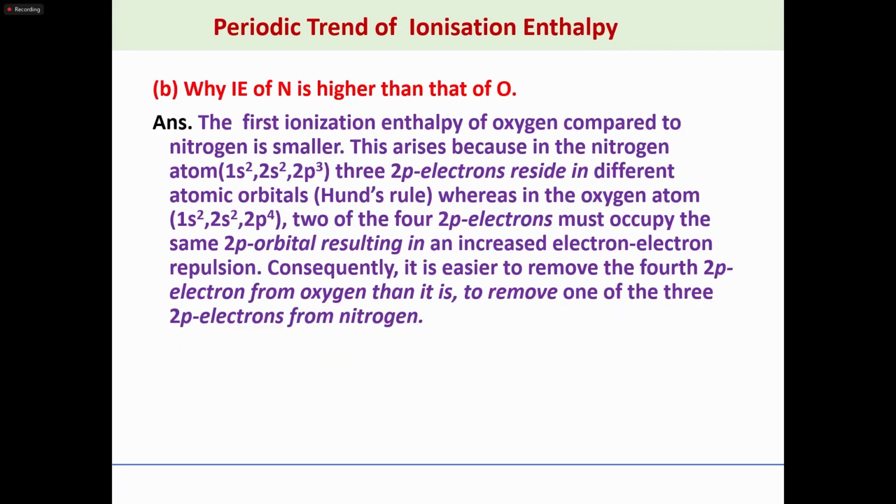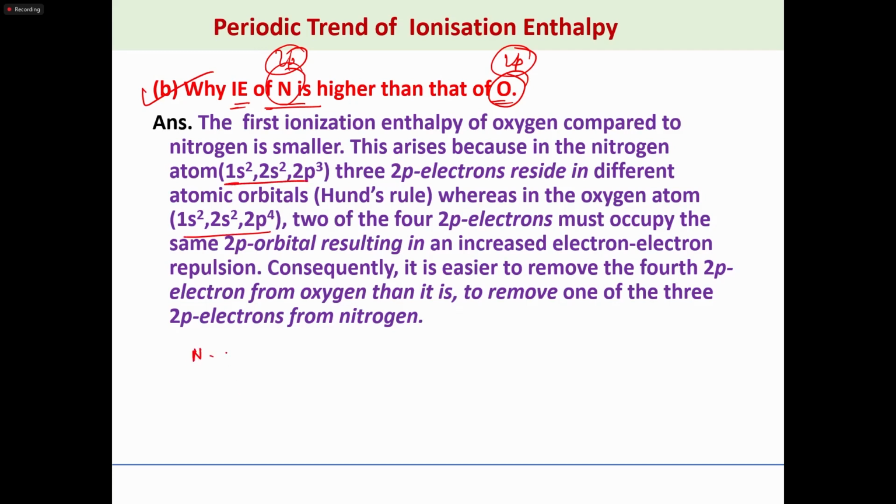Now the second question is: why does nitrogen have higher ionization energy than oxygen? Because if you see, nitrogen's outer shell electron is present in the 2p orbital, and oxygen also has its outer shell in the 2p orbitals. So here there will be no penetration involved. So here the electronic configuration is involved.